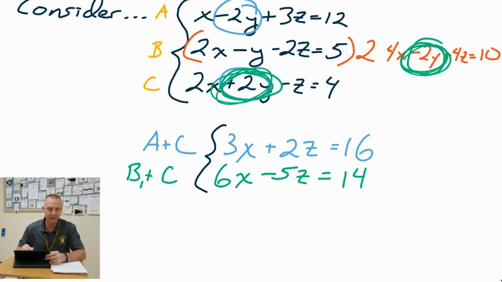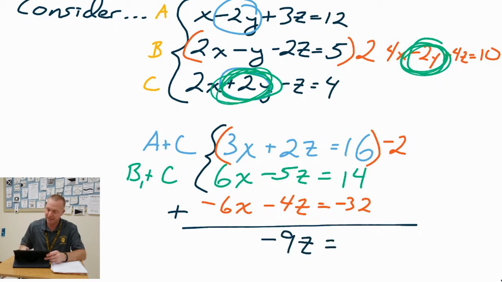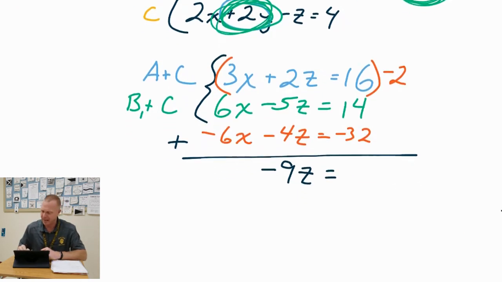So what do you think? Do you want to make the x's become opposites? If you want to make the x's become opposites, you can multiply by negative 2. You could also make the z's become opposites. But I'm going to choose to do it this way so I can get negative 6x, negative 4z, and negative 32. Now I'm going to add these equations together, and of course I'm on my way to solving for my first variable. So I get negative 9z, and what do we have here? Negative 18. So that means z equals 2.